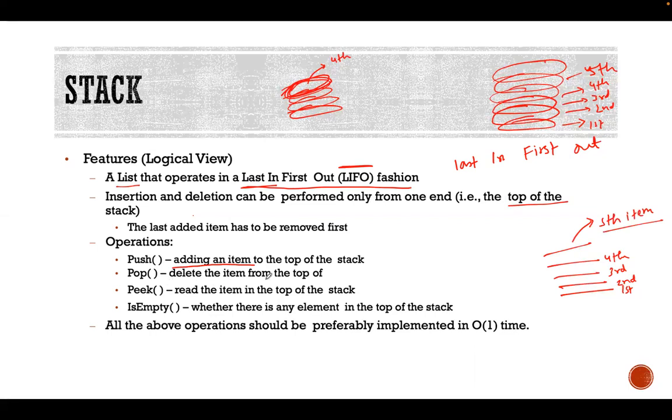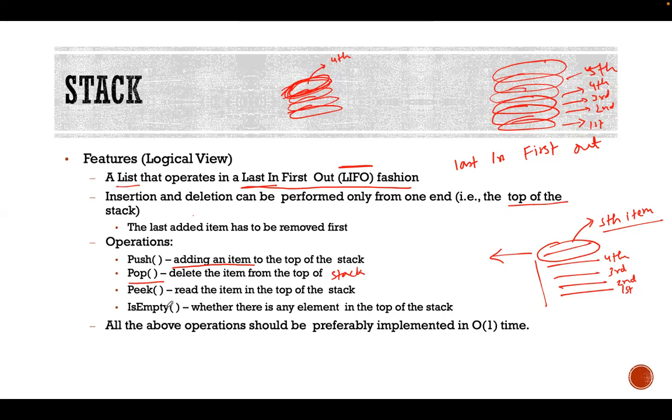Pop means delete the item from the top of the stack. If I want to delete an item, I have to pick the item from the top of the stack. Currently in this stack, I have 5 items. This is the item which is at the top, so this is the item I can only delete. This operation is known as pop. After the pop operation, this item will be deleted and there will be the rest of the items like this. There will be these 4 items.